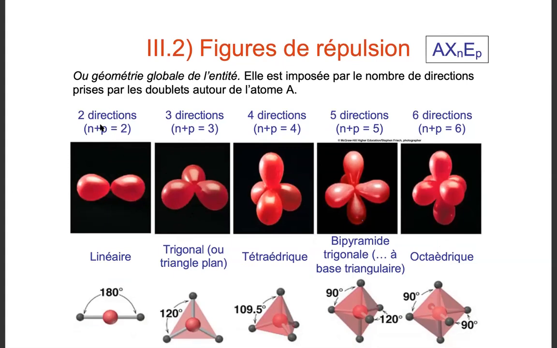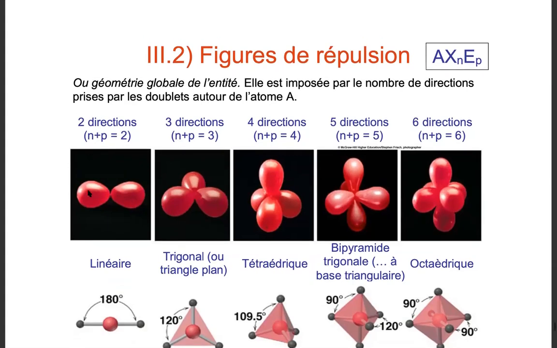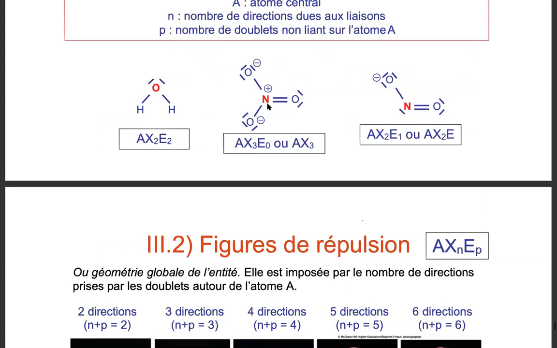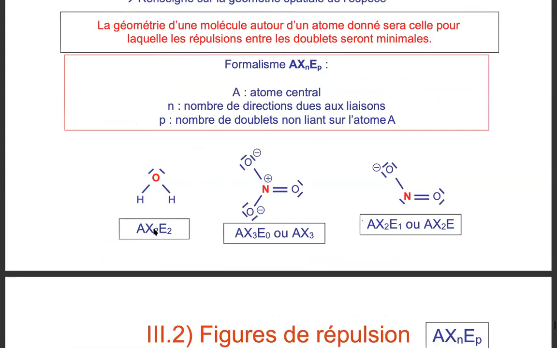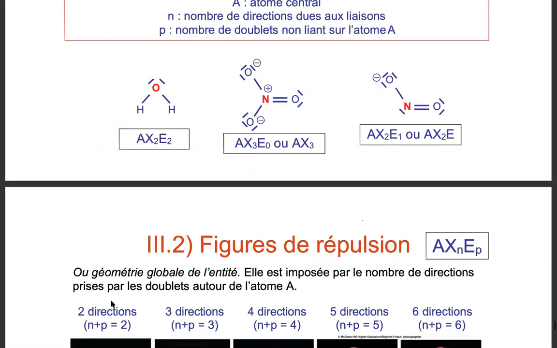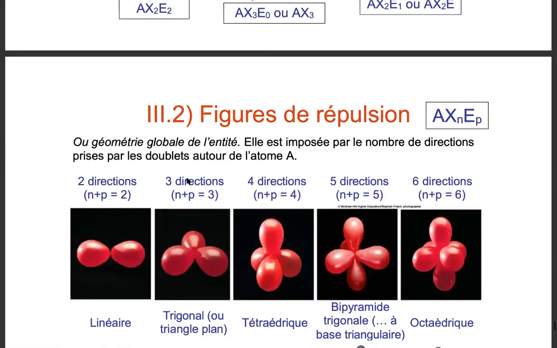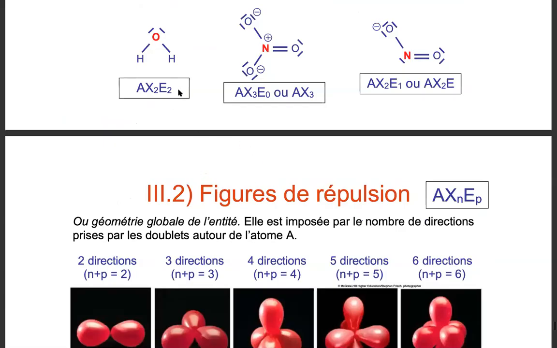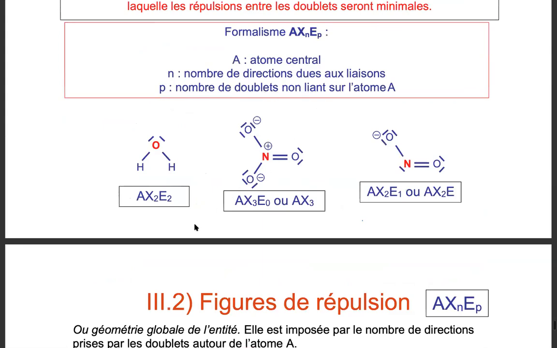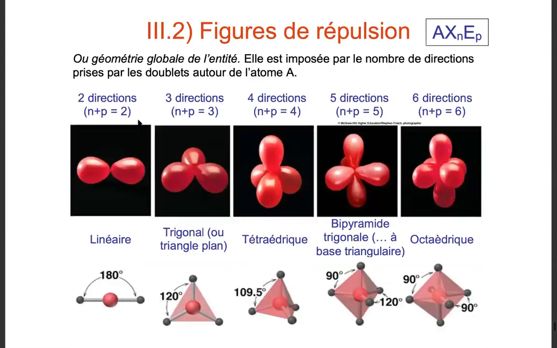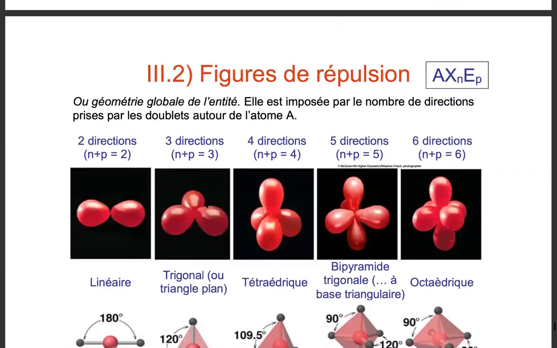N is the number of bond directions. So how many directions do we have? We have 2 directions, and the number of non-bonding pairs is 0. So 2 plus 0 equals 2. The same here: we have 3 directions and no lone pairs, so it gives 3.